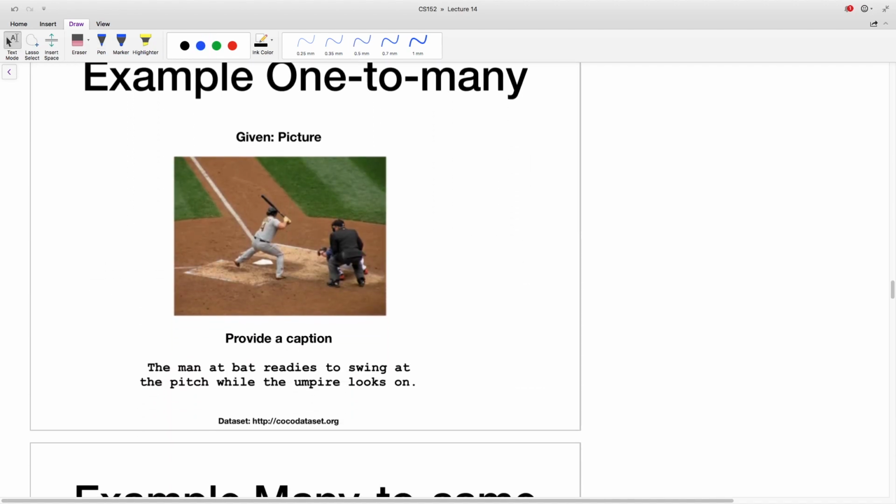Another example, one to many. I give you a picture, and I want to know a caption for it. Tell me what is going on in this picture. Okay? The man at bat readies to swing at the pitch while the umpire looks on. All right. Now we probably have a CNN involved here too to deal with the image part of this. But we're also going to have to deal with the sequence part to get the output. We don't know how long this is supposed to be, how many words the output is. A priori, we don't know. The network will figure it out, and the ground truth will tell us how long these things should be.